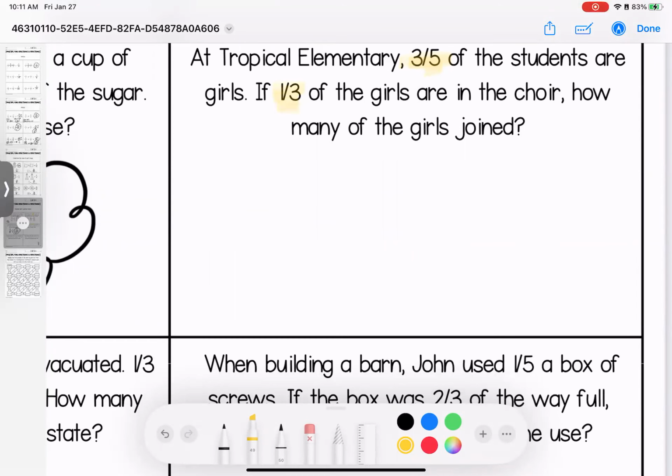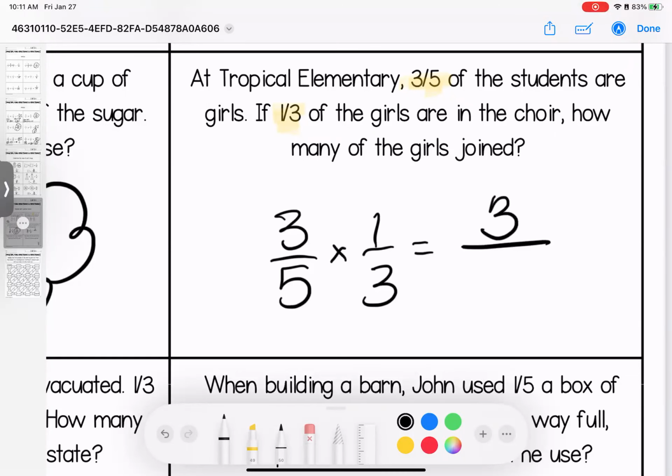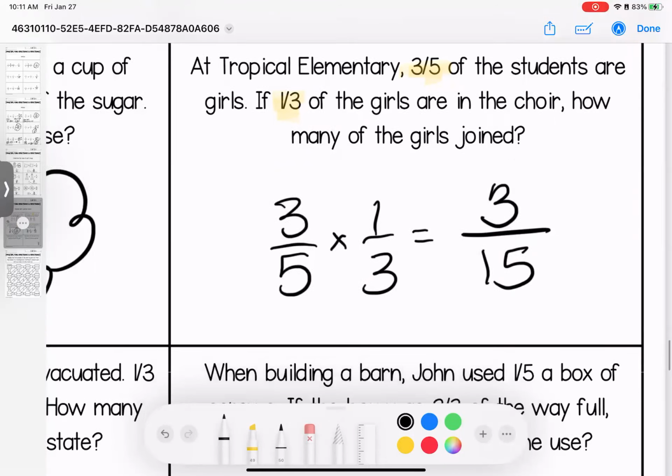At Tropical Elementary, 3/5 of the students are girls. If 1/3 of the girls are in the choir, how many of the girls joined? So 3/5 of the students are girls, and 1/3 of them decided to join the choir. 3 times 1 is 3. 5 times 3 is 15.